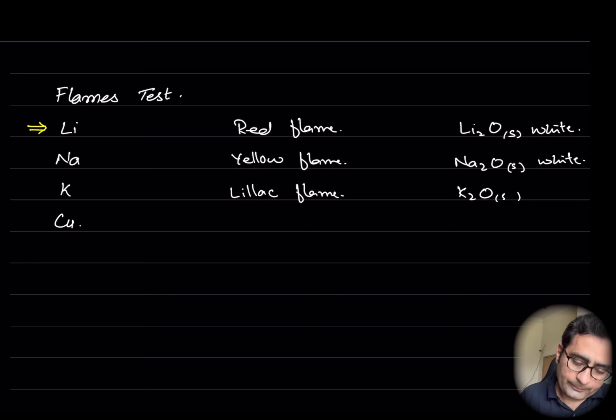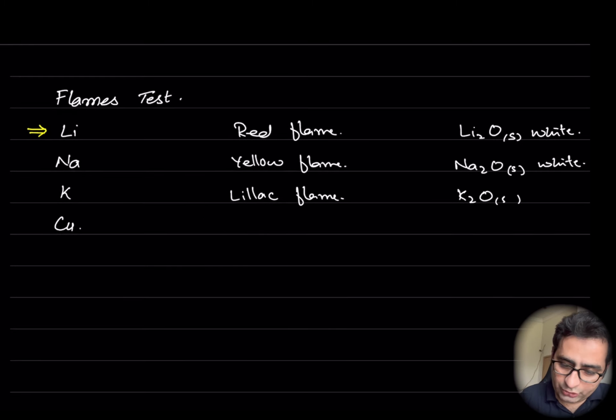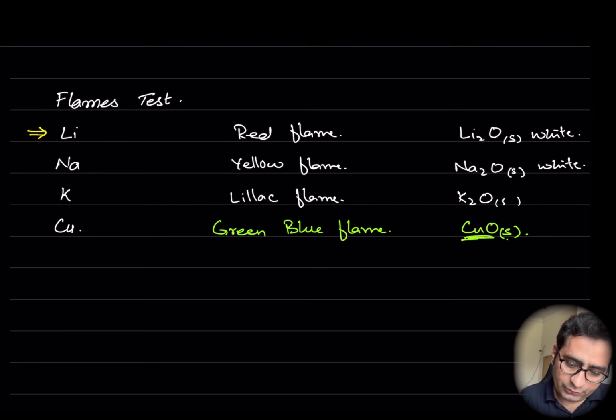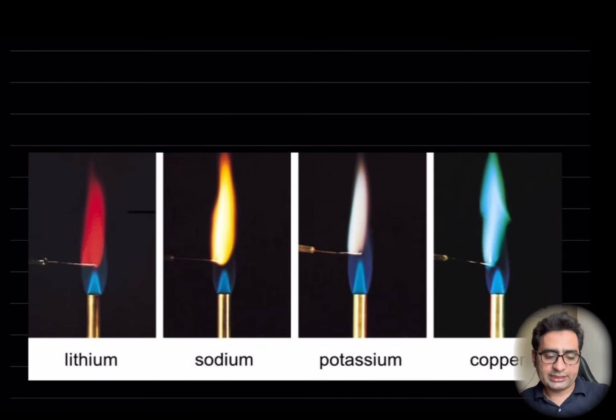And copper, in the presence of oxygen, produces a green blue flame, and the product is copper oxide. Because copper is a transition metal, its oxide absorbs humidity from the surroundings. So these are the flame tests you can see. This is lithium with the red flame, sodium with the yellow flame, potassium with the lilac flame, and this is for copper. These are the different flame tests.